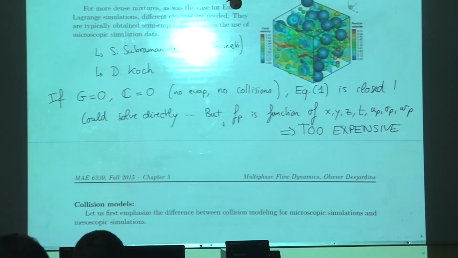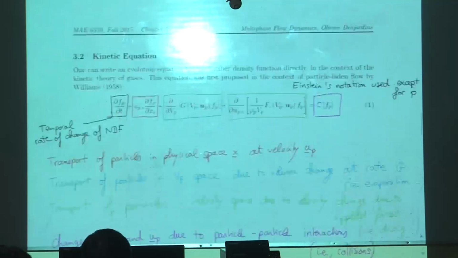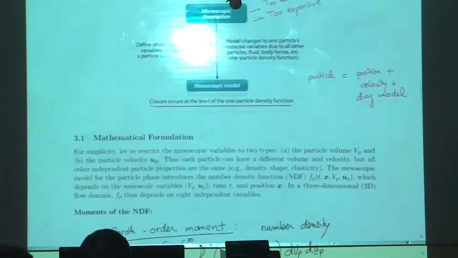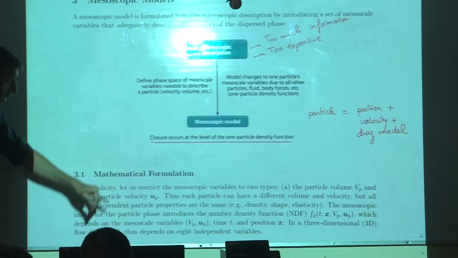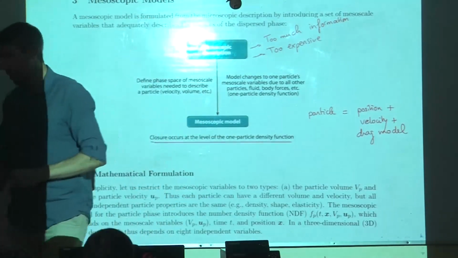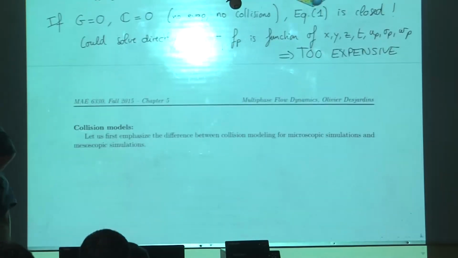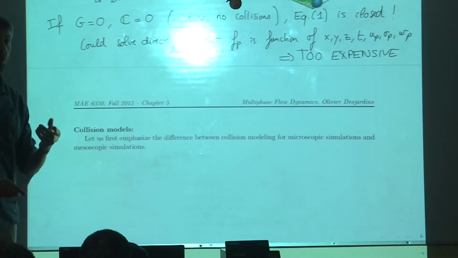So since we're not going to talk much more about collisions in the Eulerian sense, I will spend just some time now to talk about it, just to give you an idea how one would go about dealing with collisions. So there's one thing I told you a little bit before. If I scroll back up here, I underline this here. Closure occurs at the level of the one particle density function. What does it mean? It means that everything we're writing here for this NDF is the probability of finding.